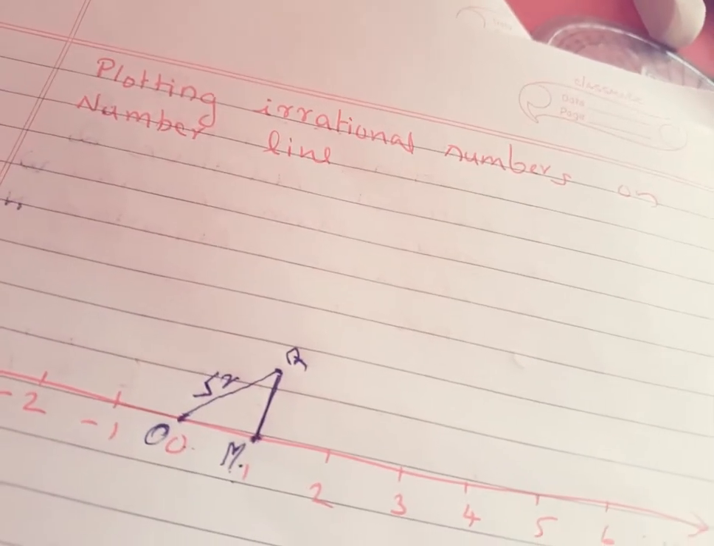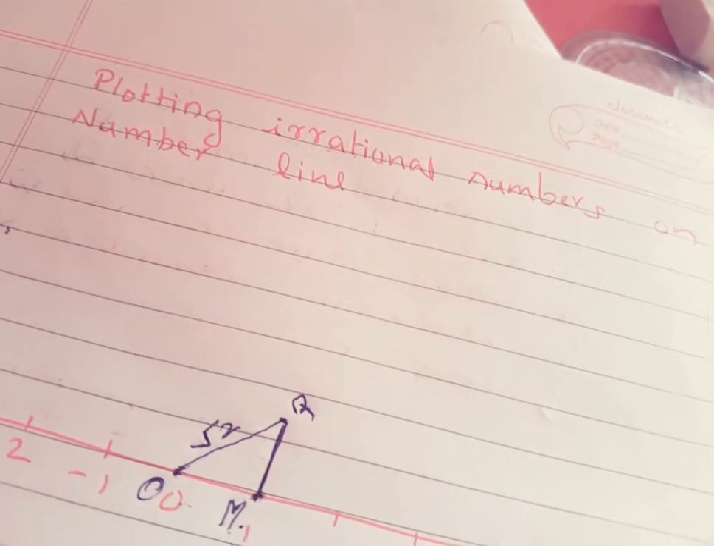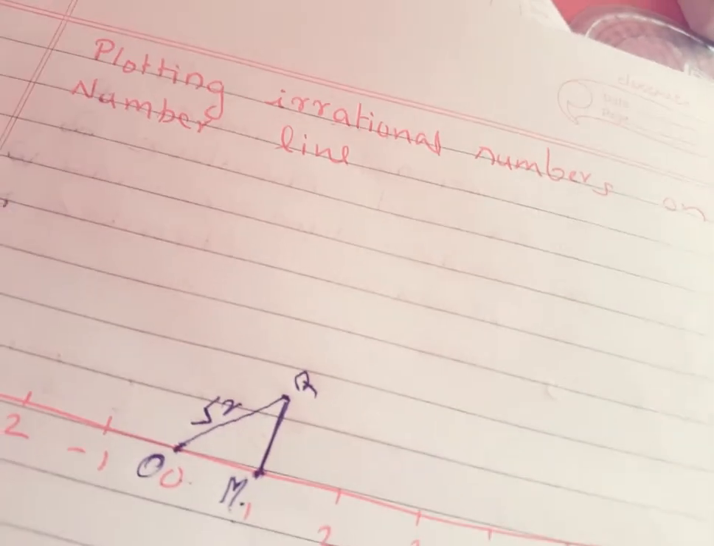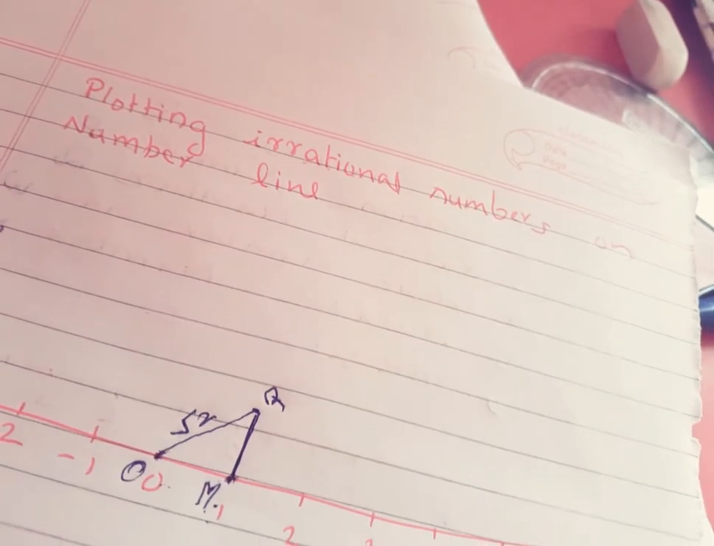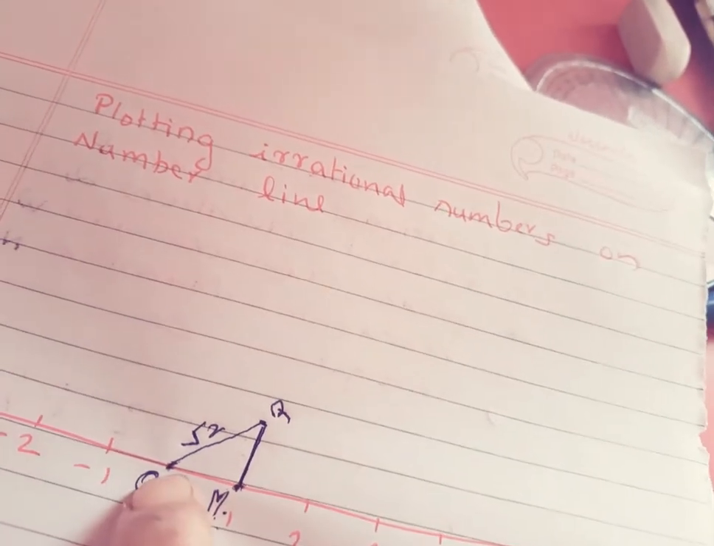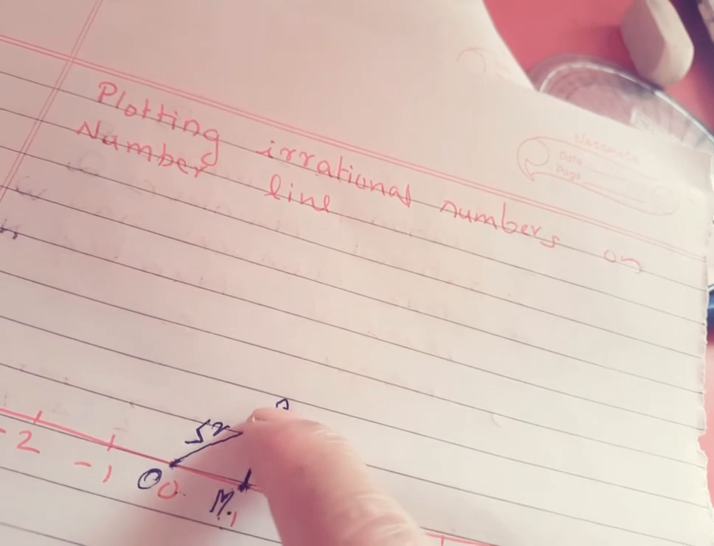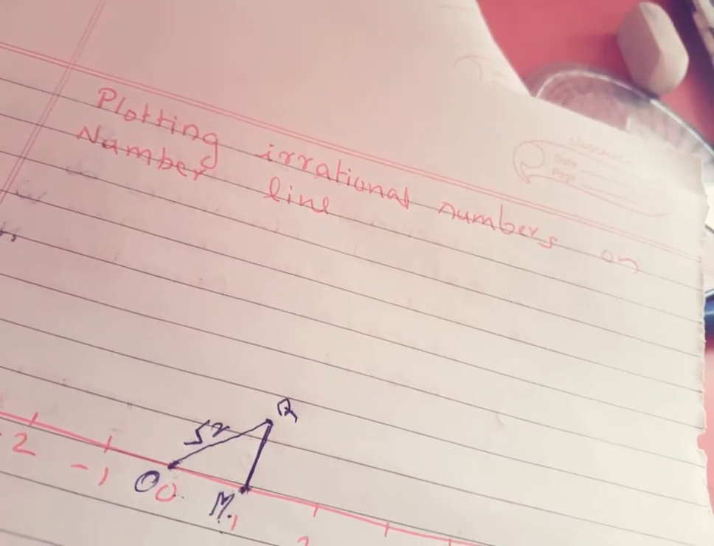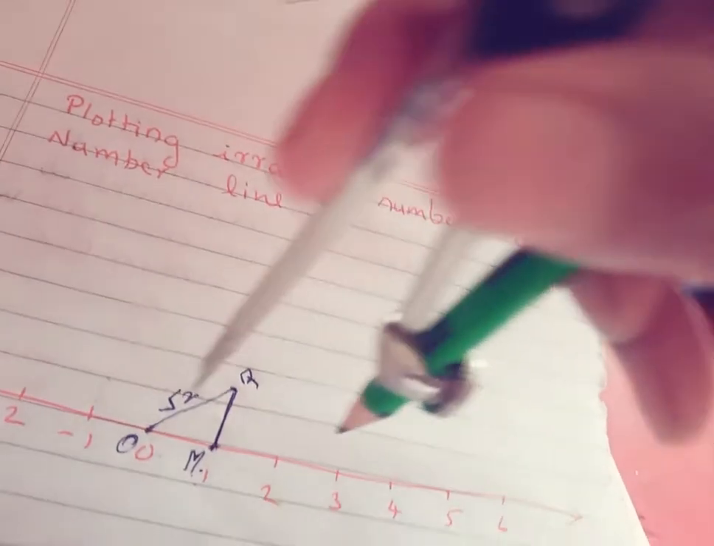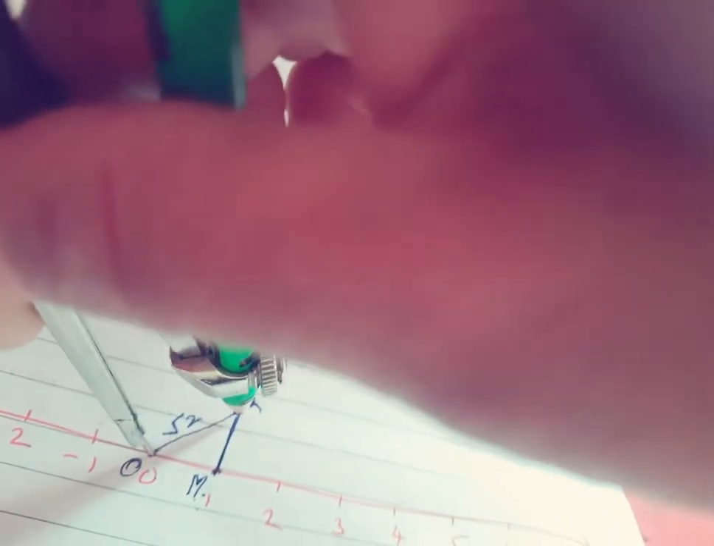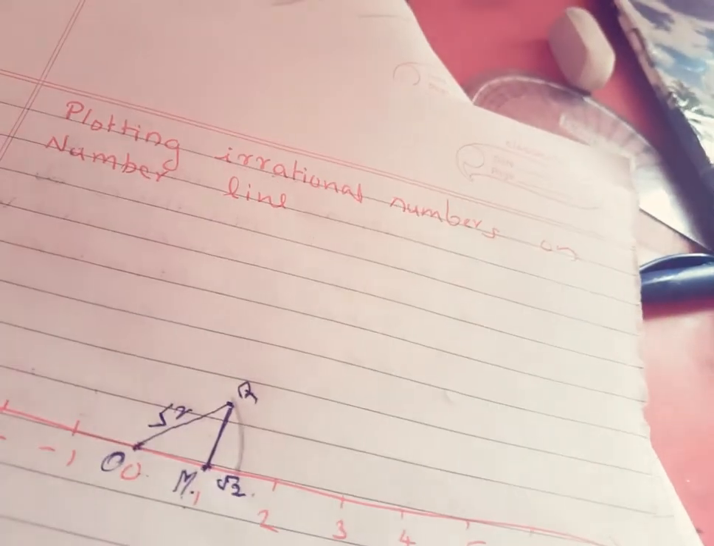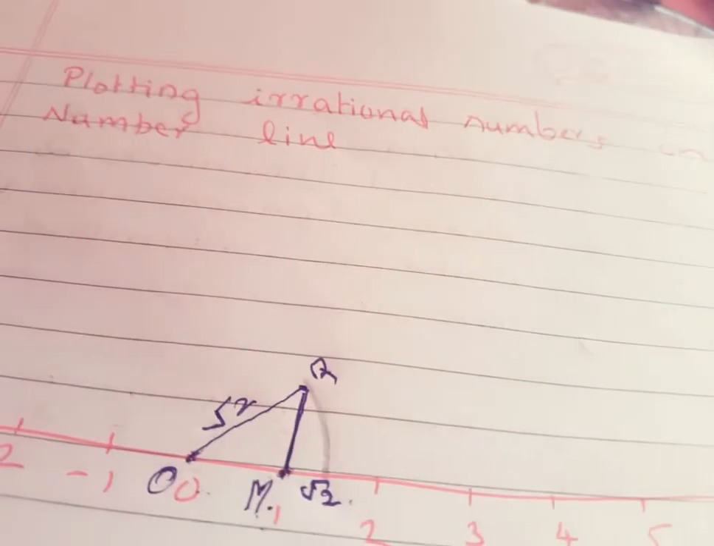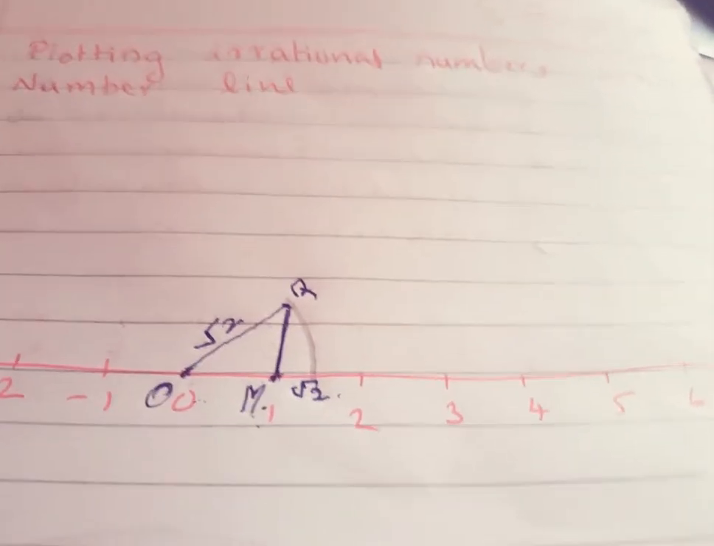The process is not over. Why? We measured the value root 2, but root 2 we have to plot on the number line. So take the compass and with center as O and radius OP, draw an arc on the right side of the number line. Now this point will be root 2. So now mark the root. We marked root 2 on the number line. Any doubt? You can comment below.